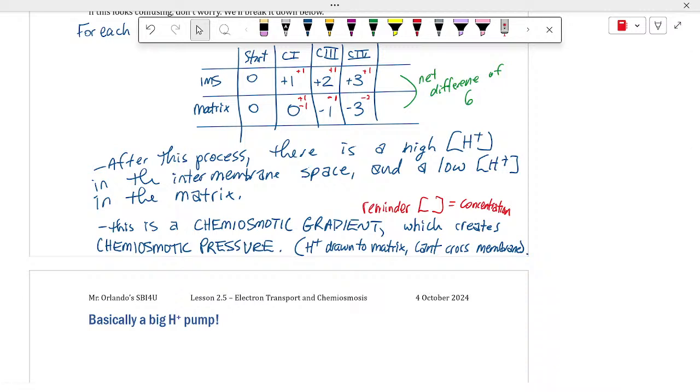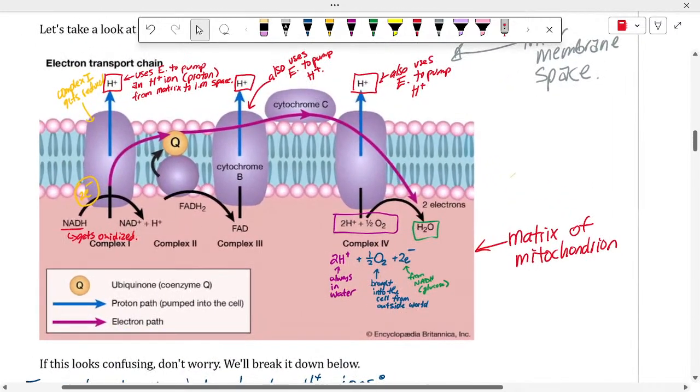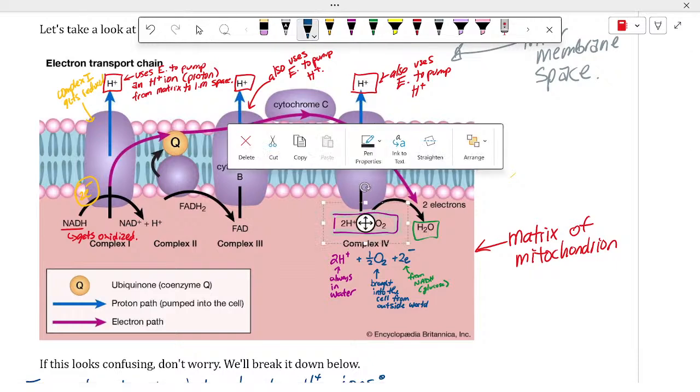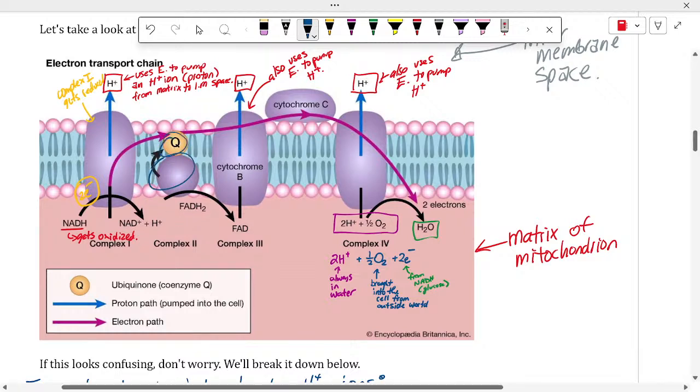So, what's that mean? Well, it means that basically what we've done is we've just made a big H plus pump. By the way, the only difference is FADH2 has a little less energy in it, so its electrons wouldn't have enough energy to drive all 3 pumps. And so, complex 1 isn't designed to bind with FADH2. What is designed to bind with FADH2, if you look at this diagram? Complex 2, which leads to quinone, which transfers it to complex 3.